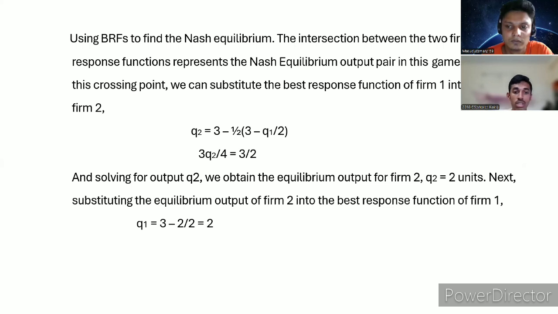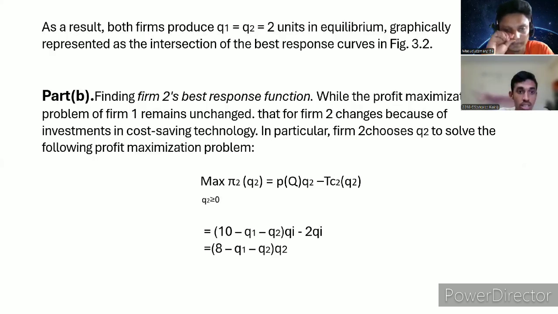Next, substituting the equilibrium output of farm 2 into the best response function of farm 1, Q1 equals 2. As a result, both farms produce the same units of output in equilibrium. Graphically, we can see this in figure 3.2.